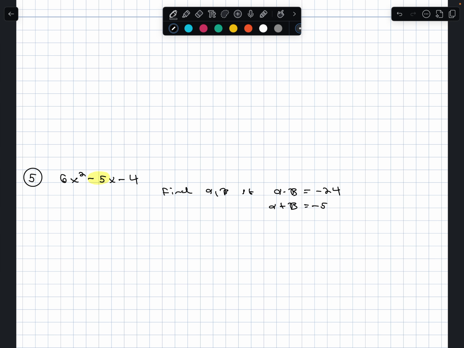And I think that negative 8 and 3 should do the trick. What multiplies to negative 24 and adds to negative 5? I think that negative 8 and 3 can be our alpha and beta. Yeah, negative 8 plus 3 is negative 5, and negative 8 times 3 is certainly negative 24.